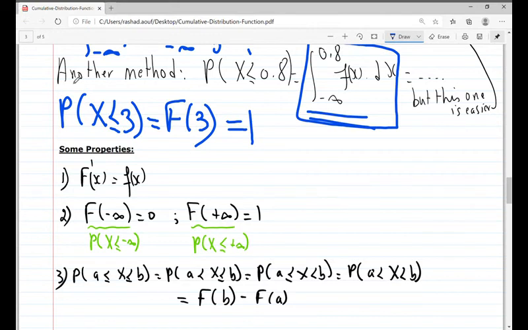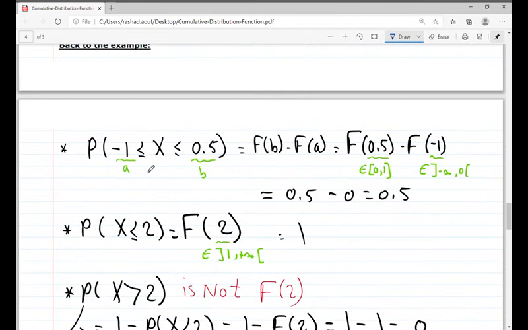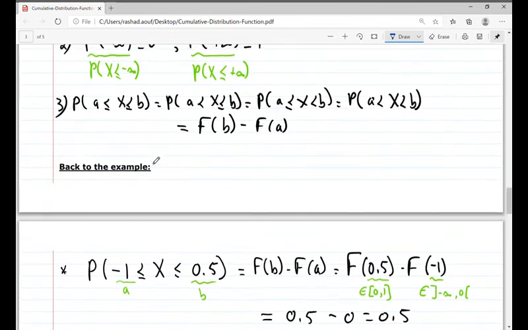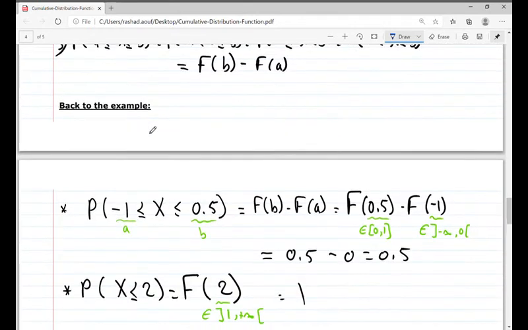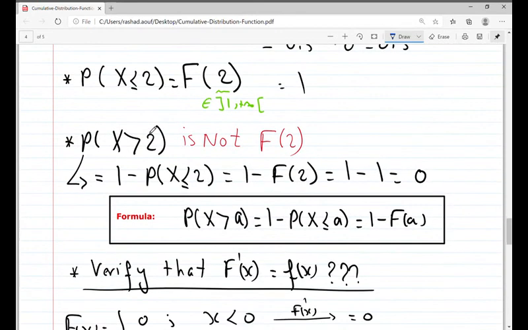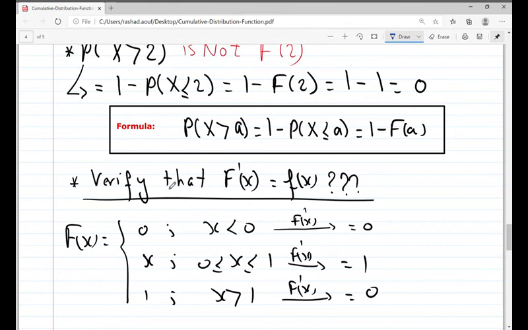Now I'll give you some properties that I can use immediately for a cumulative distribution function. But first, I want to mention, to verify for you, that if I take the derivative of the cumulative distribution function, I obtain the probability density function. And I did the verification here.